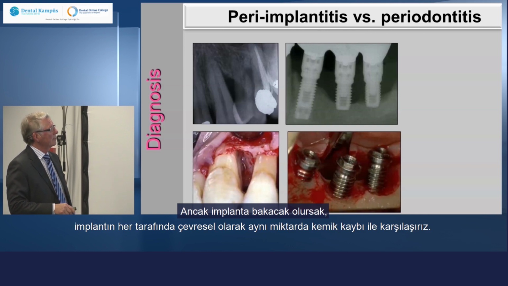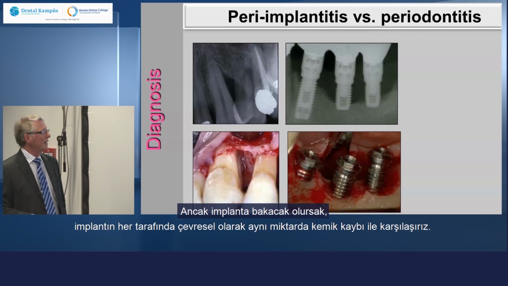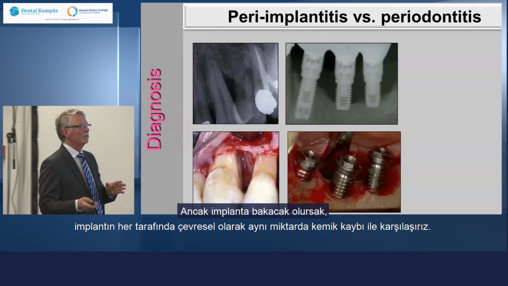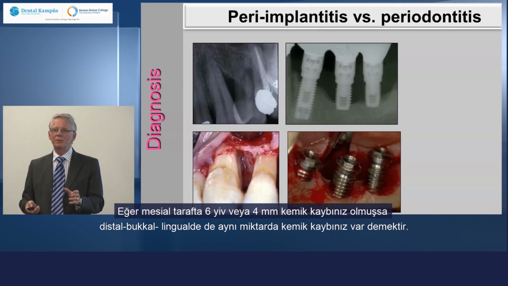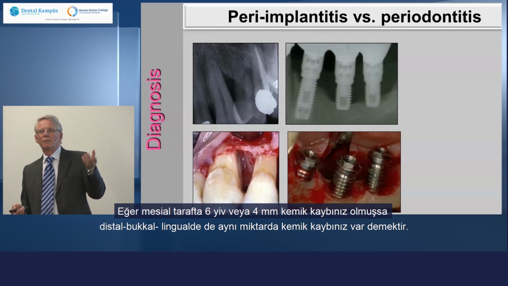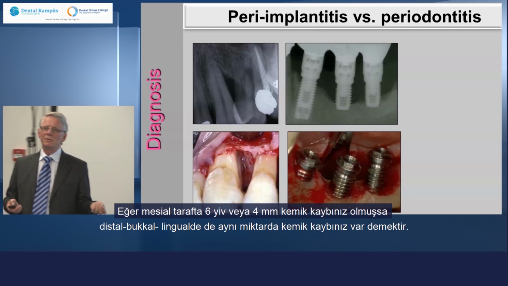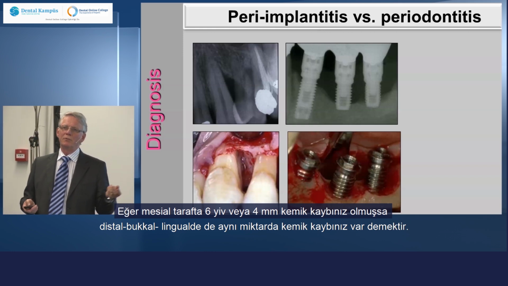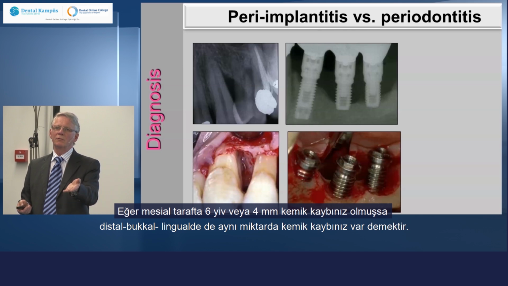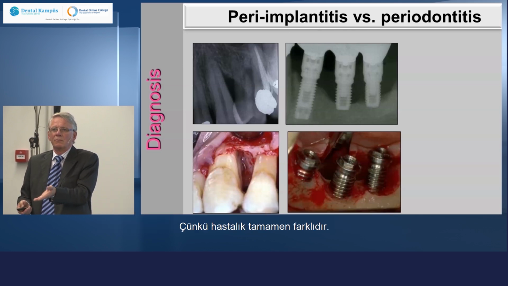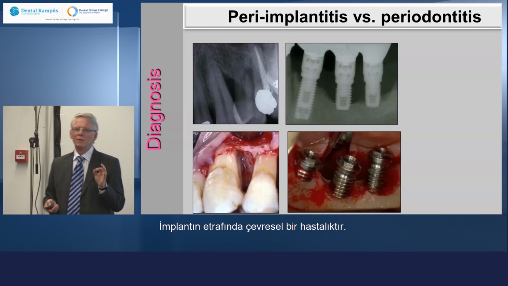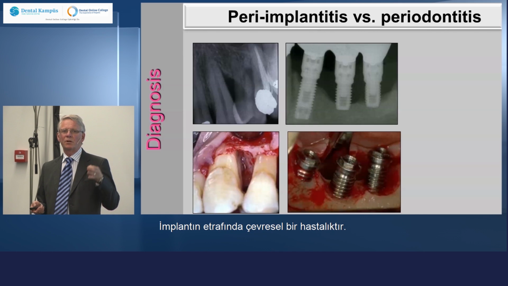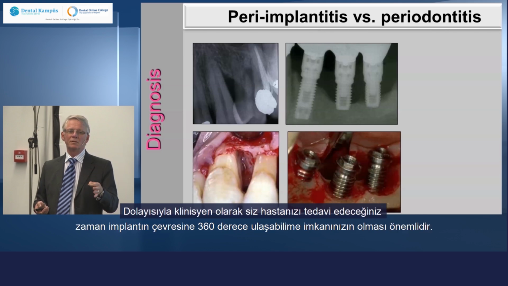But if we look at implants, you will see that you will have the same amount of bone loss on the whole circumference of the implant. So if you have lost 6 threads or 4 millimeters on the mesial surface, you will have lost 4 millimeters on the buccal and on the lingual and on the distal, because the disease is completely different. Around the implant, it's a circumferential disease.